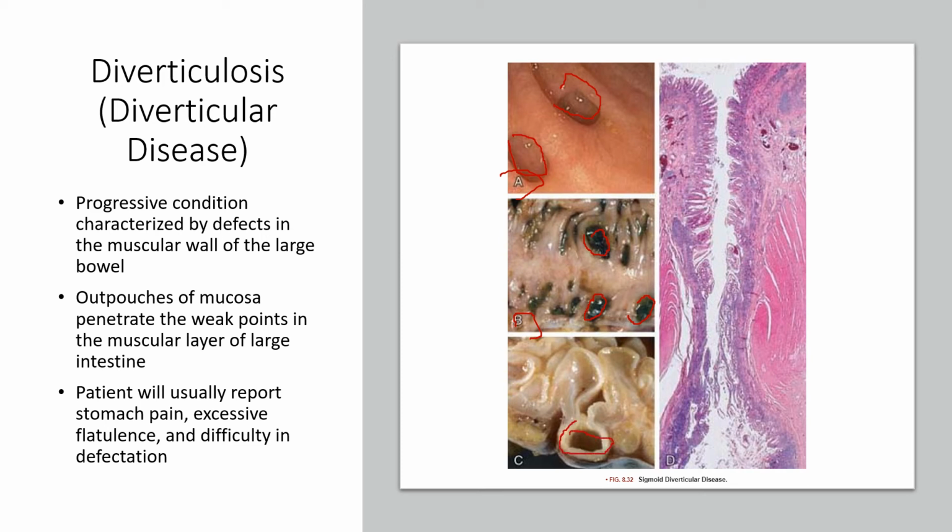And then D, this is a photomicrograph of a sigmoid diverticulum showing protrusion of the mucosa and submucosa through the muscularis propria. So what actually happens in diverticulosis, there's outpouches of mucosa. So this is the H&E stain of the outpouching of the mucosa that penetrate the weak points in the muscular layer of the large intestine. So you actually have the diverticula going through the weak layer. They're protruding out where they shouldn't be.